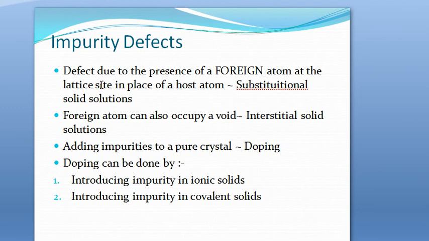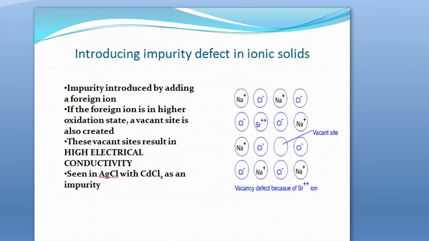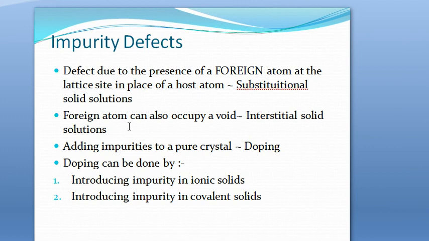Going back to slide 1, defect due to the presence of a foreign atom at the lattice site in place of a host atom, तब उसको कहते हैं, उस solid को, resulting solid को substitutional solid solution. यहाँ पे Na plus replace हुआ है by strontium divalent positive से. And if the foreign atom occupies a void, it is called an interstitial solid solution. So substitutional solid solutions and interstitial solid solutions are a result of impurity defects, right?